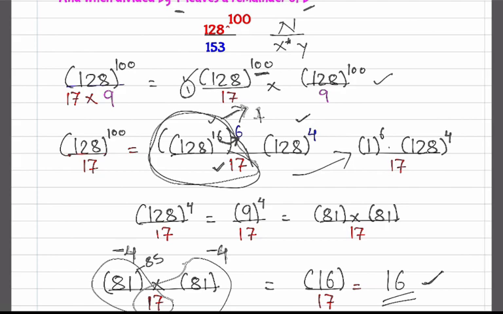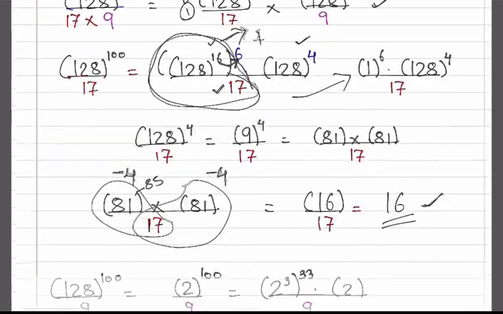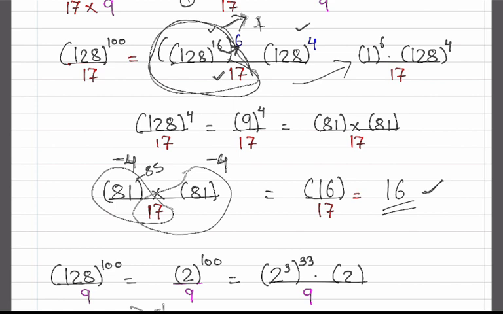What is the next part? 128 raised to 100 divided by 9. So let's come to this. 128 raised to 100 divided by 9. So if you divide 128 by 9, the remainder will be 2. How many 2's are you getting here? 100, right? So I'll write it as 2 raised to 100 divided by 9.